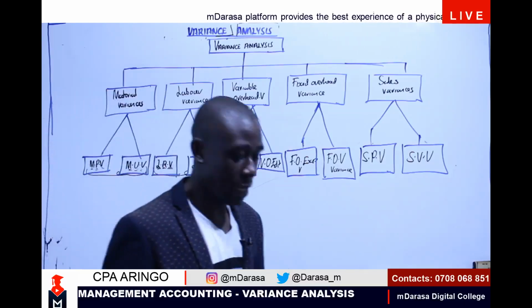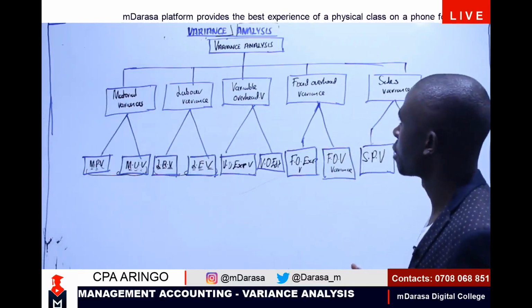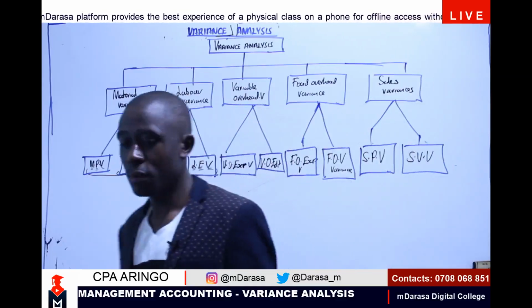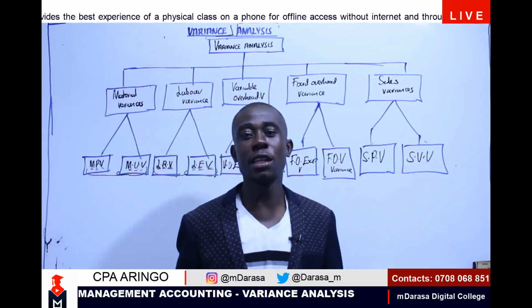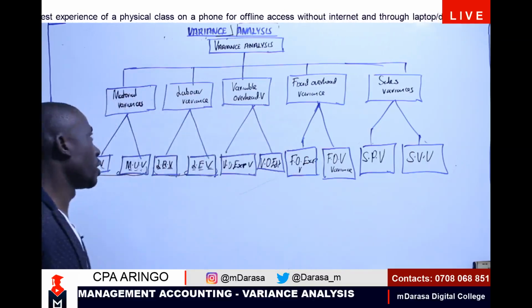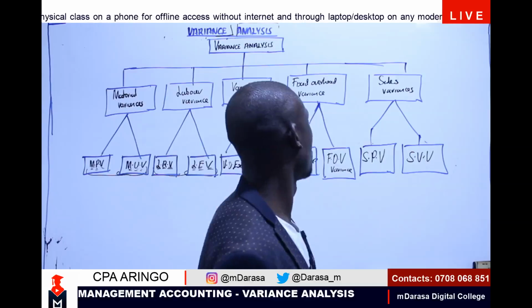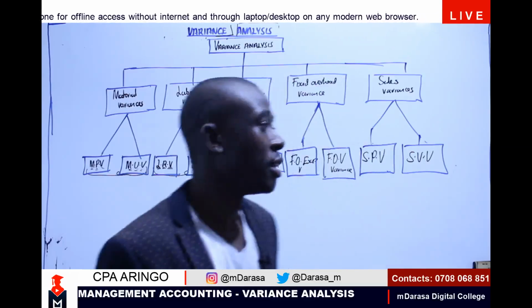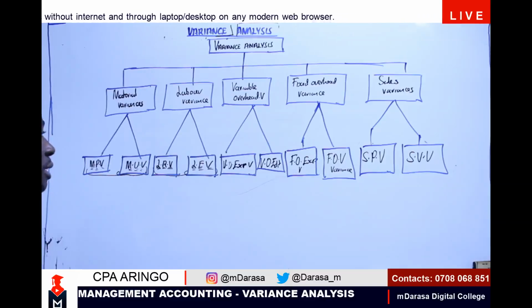Now, after understanding this concept clearly in regard to the categories of variances, I'll be very comfortable if we start handling each one by one. Understanding the whole concept of material variance, we go ahead and look at labor variance, variable overhead variance, fixed overhead variance, and also sales variances. So this chart is going to guide us in looking at the whole of variance analysis.